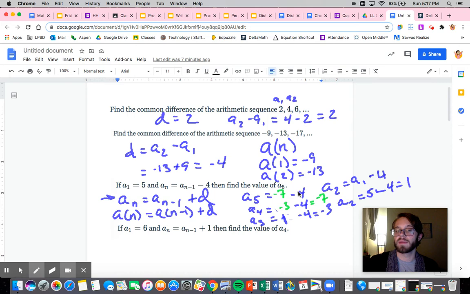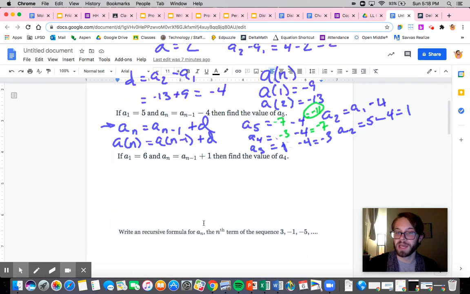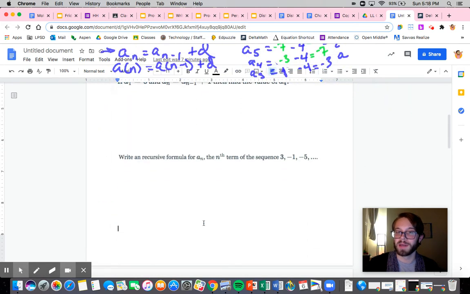Negative 7 minus 4 is negative 11. So I have A5 is negative 11. There's my answer. That's all it took. Now you can tell immediately these are kind of annoying when you have larger numbers that you have to deal with.